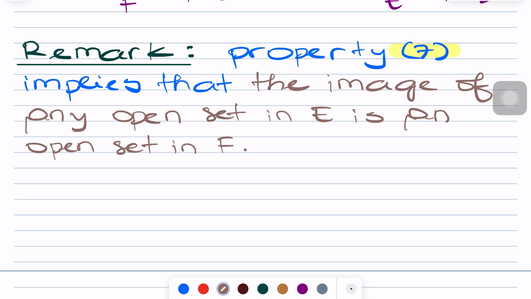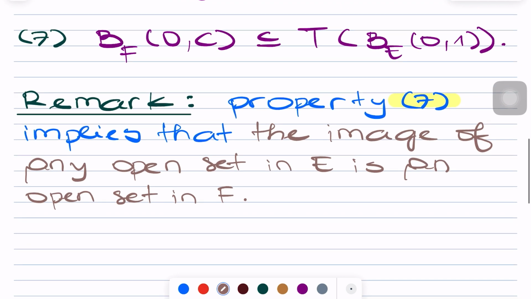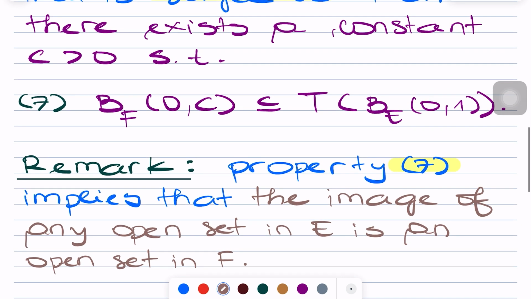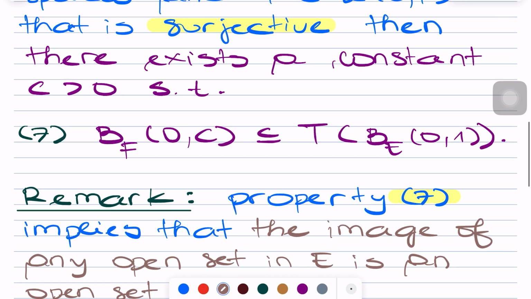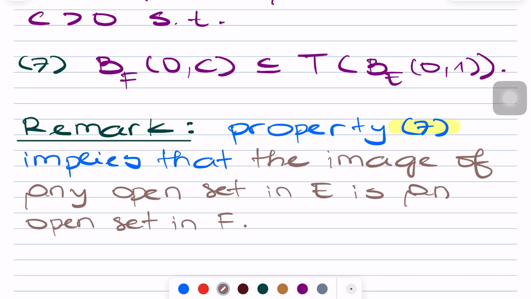So basically the open mapping theorem says that if you have two Banach spaces and a linear bounded operator between those Banach spaces that is surjective, then the image of an open set in E through that linear bounded operator is still open in F.